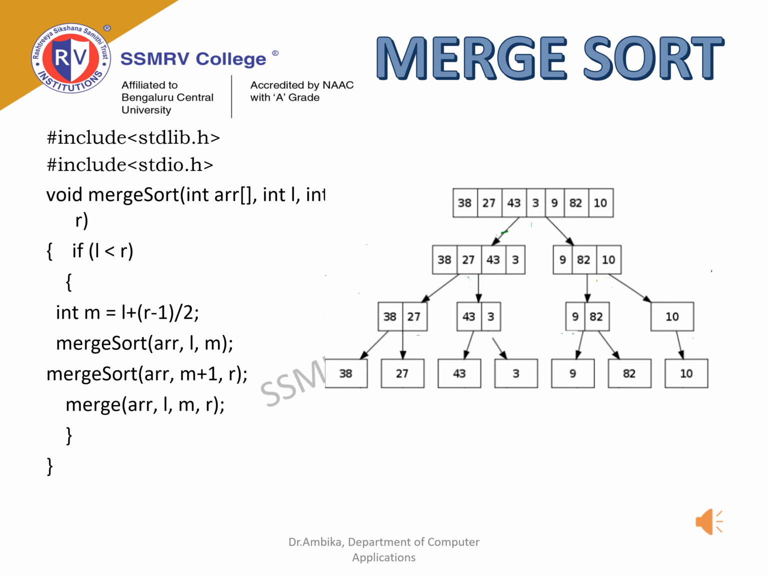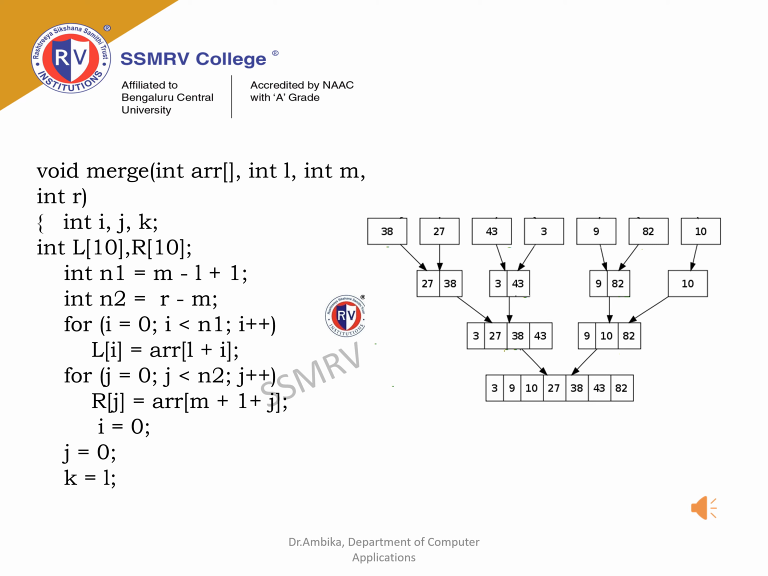This is followed by a call to the merge function. Considering the above example, L is equal to 0 and R is equal to 6 while M is equal to 1. N1 is calculated using the formula M minus L plus 1, which is equal to 1. N2 is calculated using the formula R minus M, which is equal to 5. Two arrays using N1 and N2 are created. In the first instance, L of 0 is initialized to ARR of 0, that is 38. Using the next for loop, the rest of the elements are inserted into R array, that is from ARR of 1 to ARR of 6.